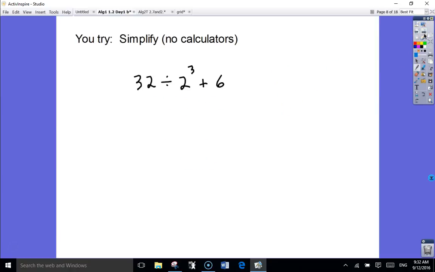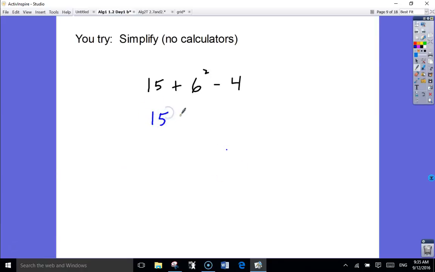Okay, try another one. Ten. So 2 to the third. 2 to the third is 2 times 2 times 2, right? So you could probably do that in your head. If you use the calculator, remember you go 2 hat 3. So 32 divided by 8 plus 6. Then you do the 32 divided by 8, and then you add 6. 10. Simple, right? And I think you have one more to do here.